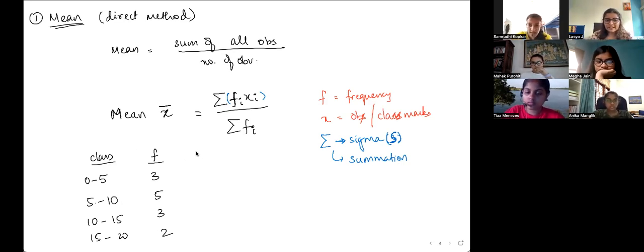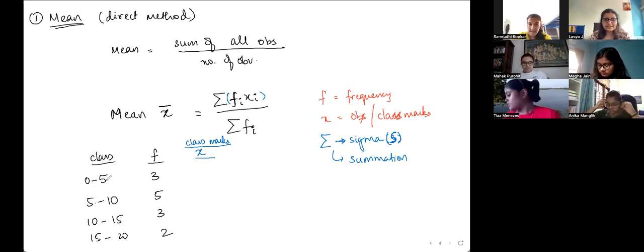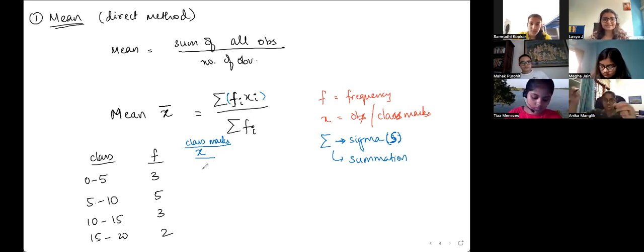So first thing you do is calculate the class marks. Right now I collected the numbers, but if you directly get tabular data, it's difficult to tell exactly what the value of the data is. So you assume that whatever observations are there, all of them are centering around the class marks. It just makes it easier for calculations. So what are the class marks here in classes of 5? Class mark size 2.5, the midpoint.